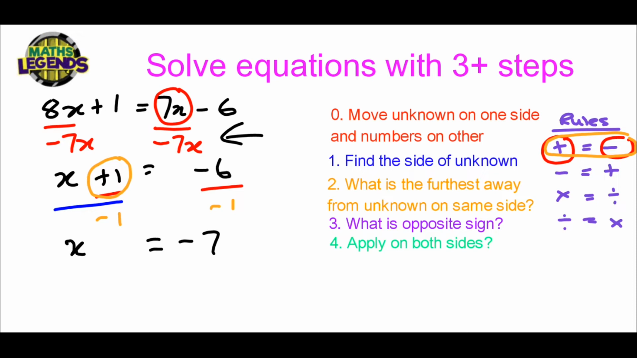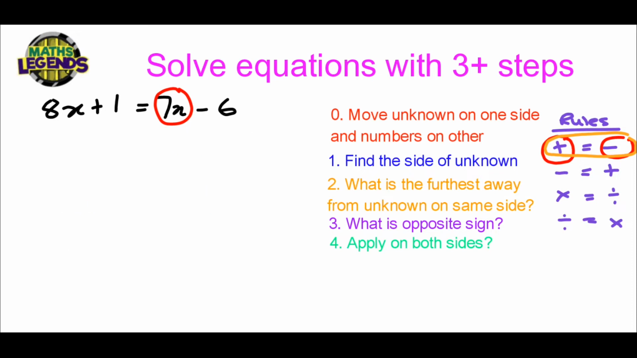Now let's say we had actually, at this stage, decided to get rid of the 8x first. So let's redo the same question, but this time we'll remove the 8x. So we're going to apply minus 8x on both sides, and we simplify. So 8x minus 8x is 0, so we don't write anything there, and the plus 1 stays as 1, equal to 7x minus 8x, which is minus x, and minus 6 stays as minus 6. So this was the reason we didn't want to cancel the 8x, because we end up with a negative number.